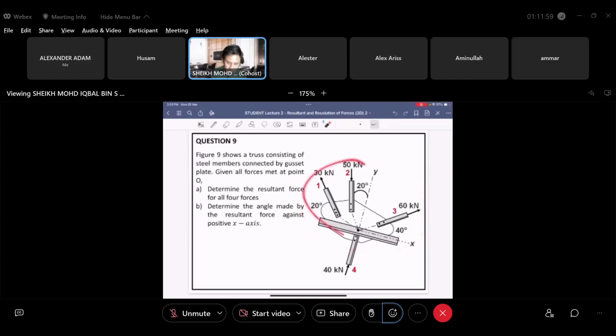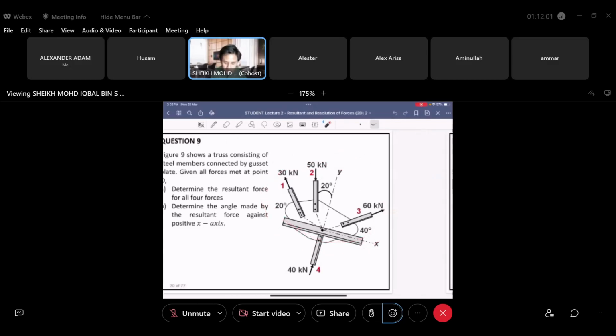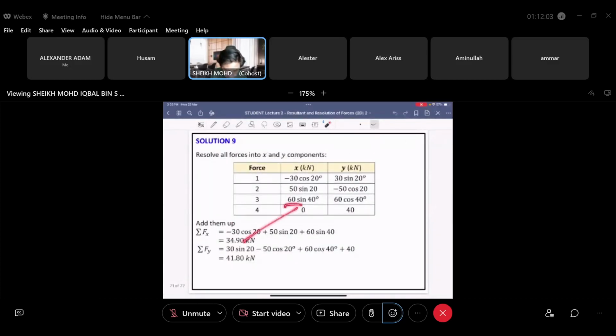Okay, so put everything into the box here. Don't make mistakes on the signage. If it's going up in the y direction, it's positive. Going down, it's negative. For the x direction, if it's going to the left, it's negative. If it's going to the right, it's positive, right? So just put everything. Once you make it into triangles, you calculate it. So just put everything into the box here.